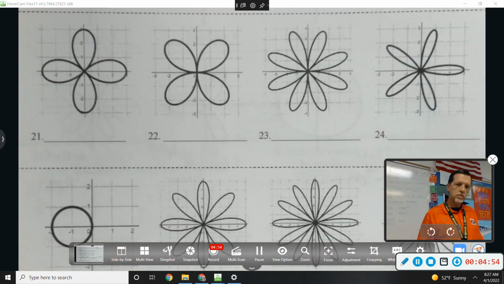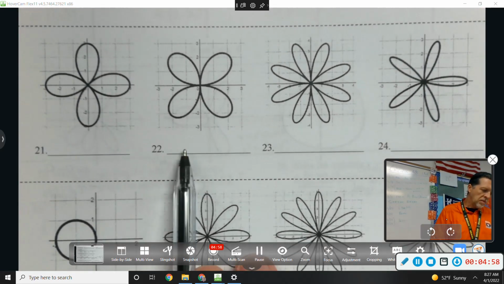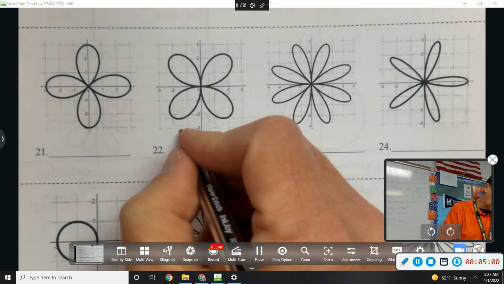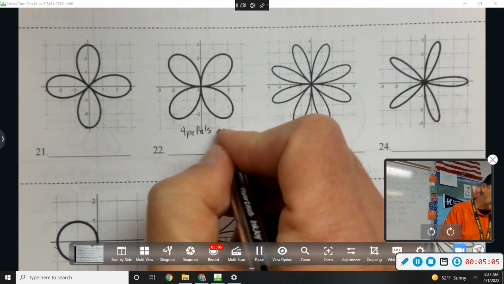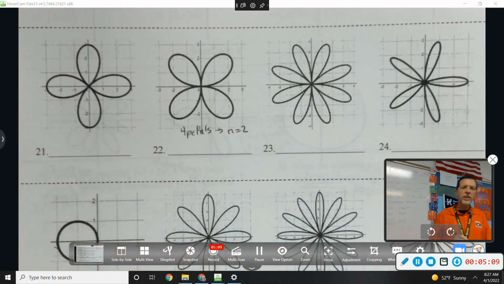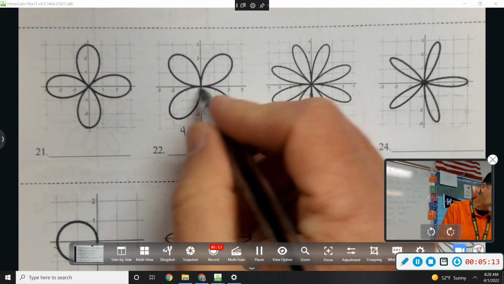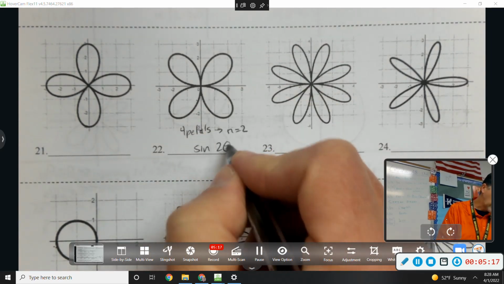And so. On 22 and 23? Yeah. So let's see, 22 has 4 petals. So what was n? 2. So n was 2. Is it a sine or a cosine graph? Sine. Sine, because it's not on the axis. So I know it's going to be sine of 2 theta.